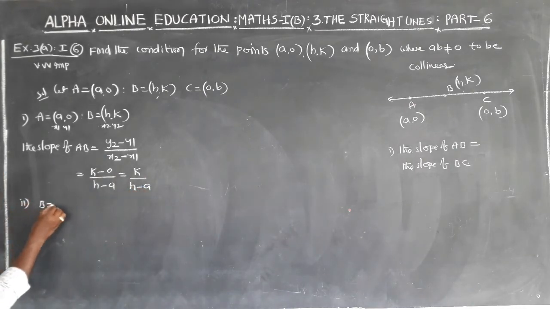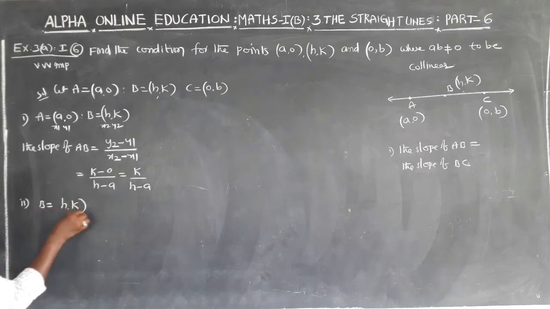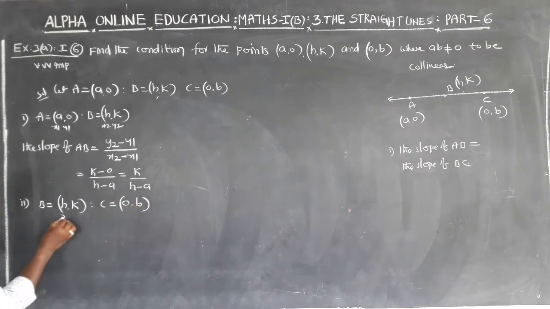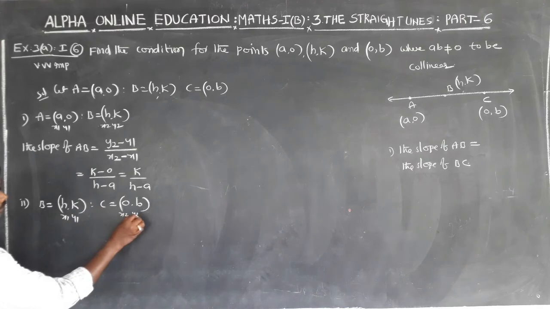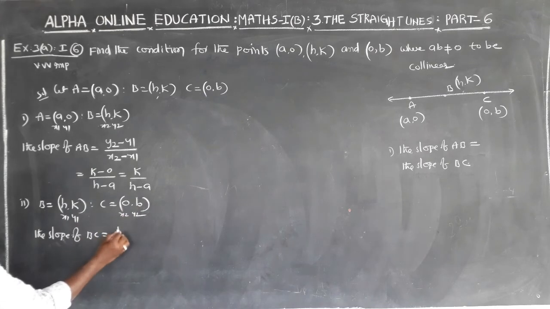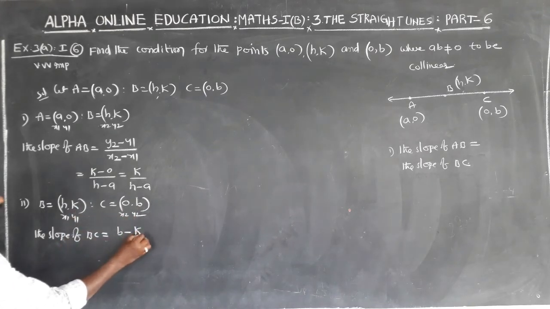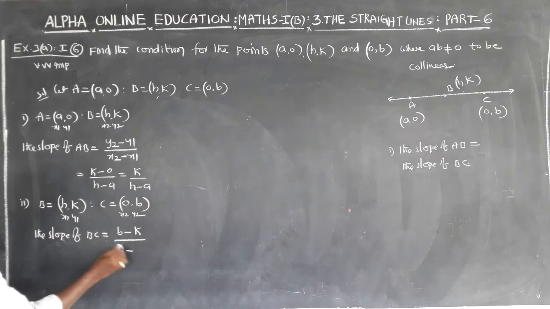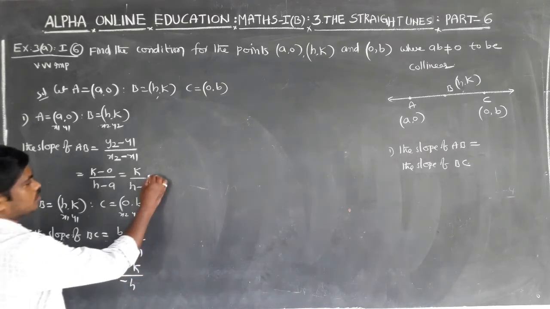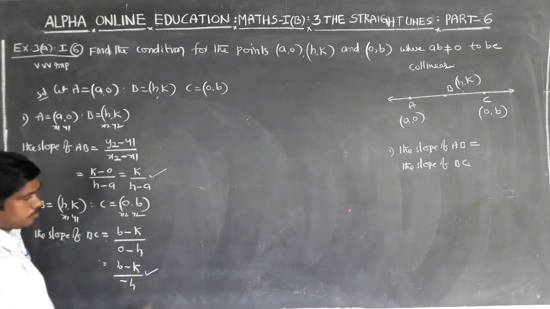Second, find the slope of BC. B is (h, k), C is (0, b). Let B be (x1, y1) and C be (x2, y2). The slope of BC is y2 minus y1 by x2 minus x1, which is b minus k by 0 minus h, so b minus k by minus h. This is the slope of AB and this is the slope of BC.